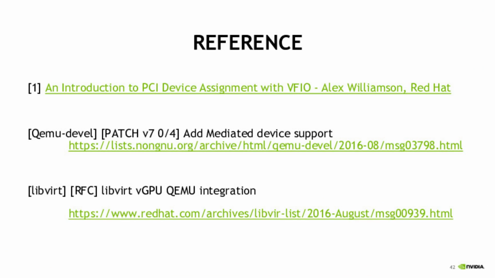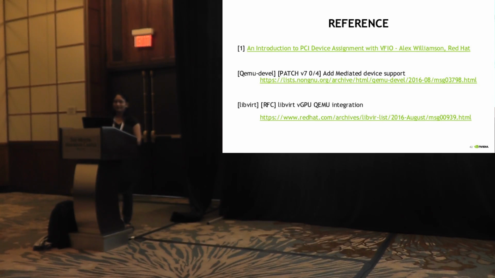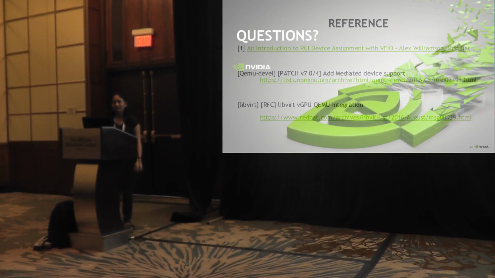These are the references. The first one is Alex's work on VFIO that we heard about yesterday, and the links to the version 7 patches that we have already put out with the code. We have also started the libvirt discussions on the libvirt mailing list. That includes all the details of what we are expecting to be done, and what is expected from libvirt. So that's it.